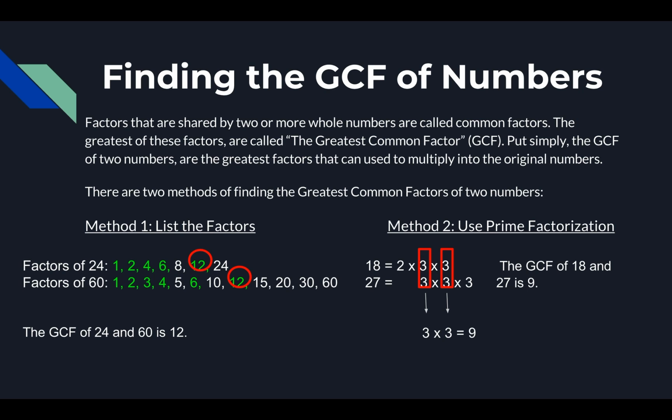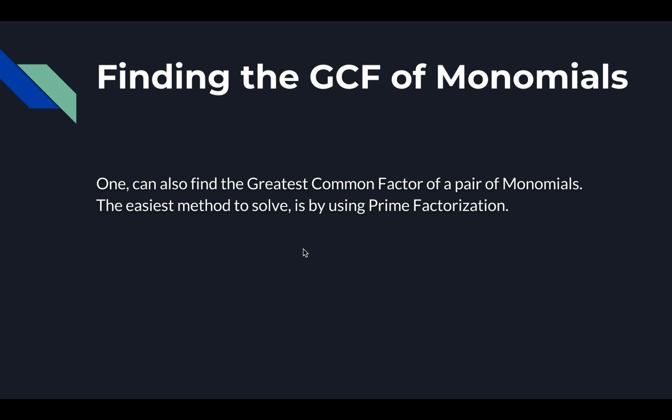Next slide. Finding the GCF of monomials. One can also find the greatest common factor of a pair of monomials. The easiest method to solve is by using prime factorization.